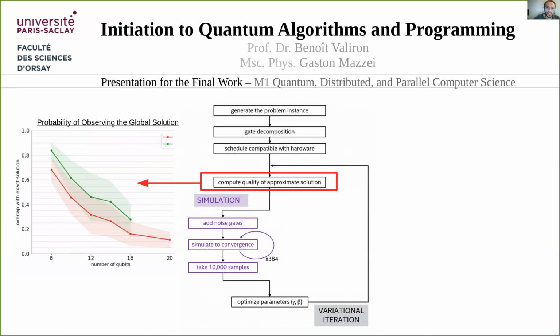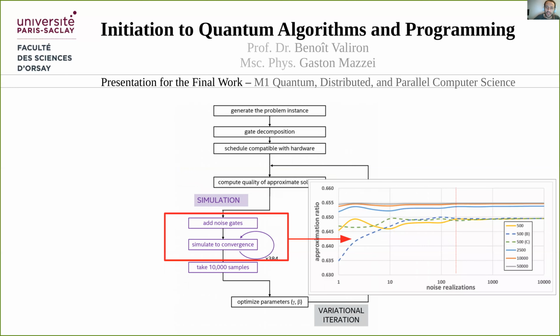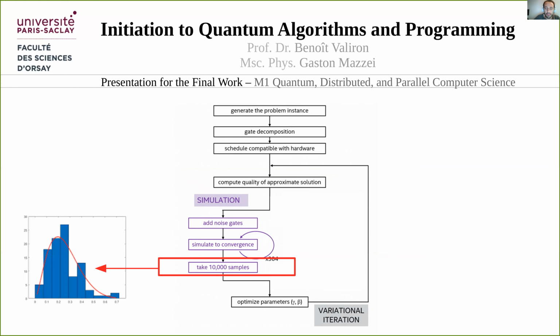Then they did the bookkeeping operation of computing an approximation of the metric called the quality of the approximate solution. Then this is the core of the simulation. They set the number of noise gates, which were parameterized using real experimental values of the coherence and amplitude decay characteristic times. And they noted that with 384 noise realizations and 10,000 samples, they were able to approximate, as usual in statistics and experiments, the expectation value by the sample mean.